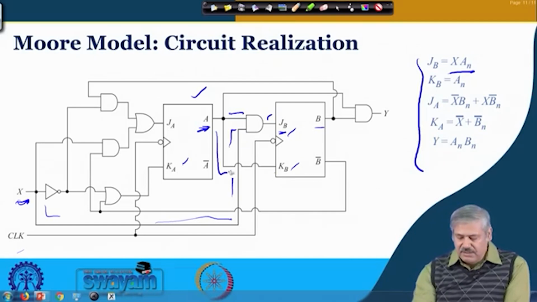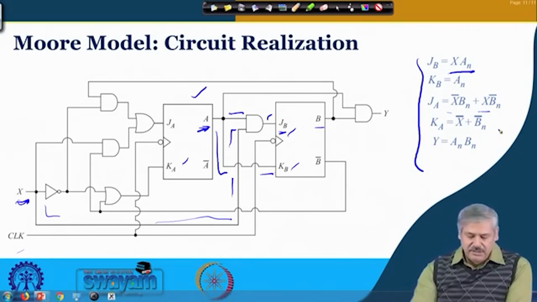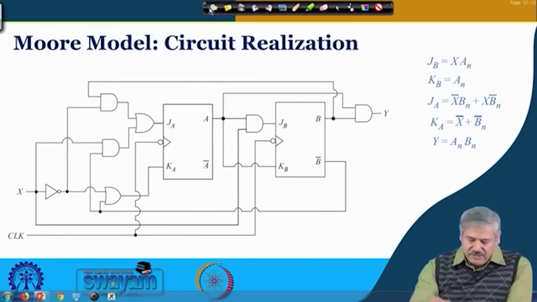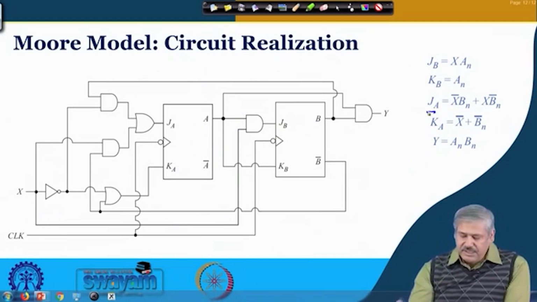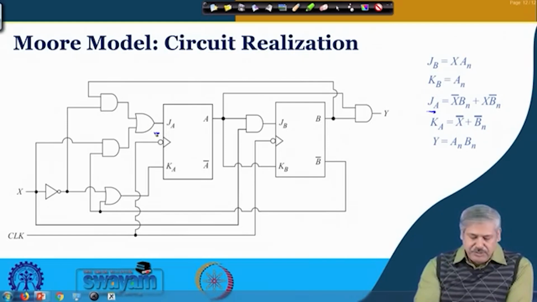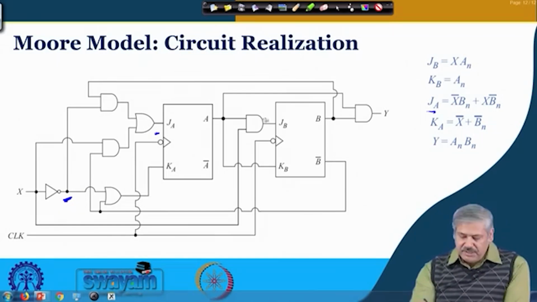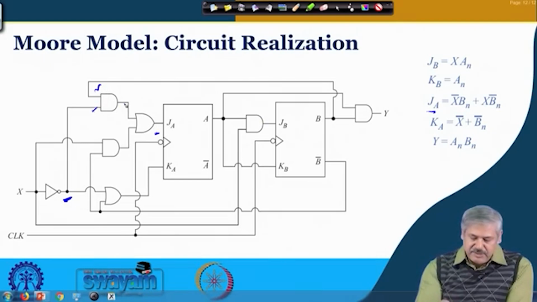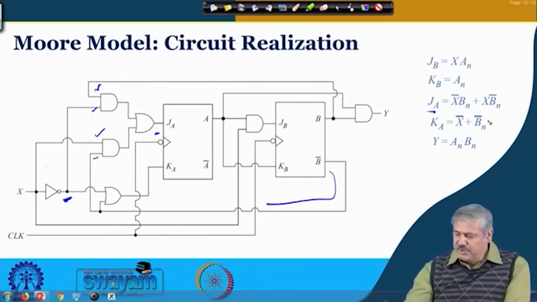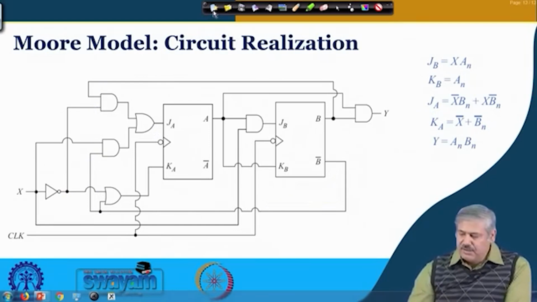So, K B is A N, you can see that K B is A N. J is X bar B N plus B N bar. So, J B, okay, sorry, that is J A. So, that is your J A. So, you can see that X bar. So, this is your X bar, right, and this is your Bn. So, this input is your x bar, and this is your Bn, and this input is your x, and this input is coming from here, you can see it is Bn. So, that is J, right.